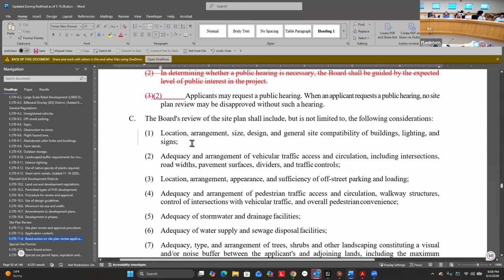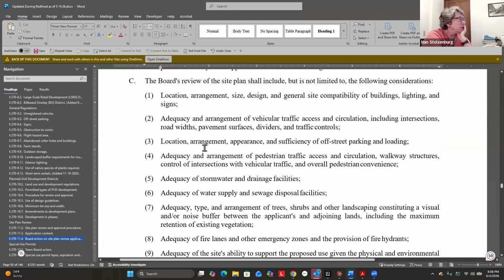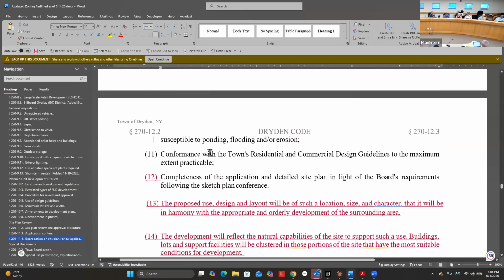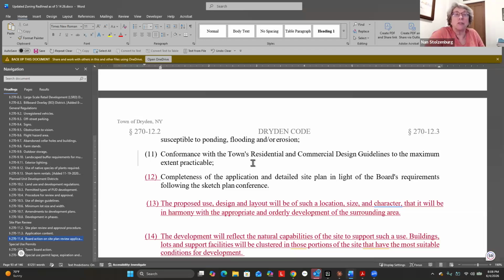C1, conformance with town's. Where is that? I don't know that we need to change the wording here, because the comment is review design guidelines for potential exclusionary bias. I said that simply because I couldn't find them. Yeah, and that's one of the problems. It's not attached to the zoning.